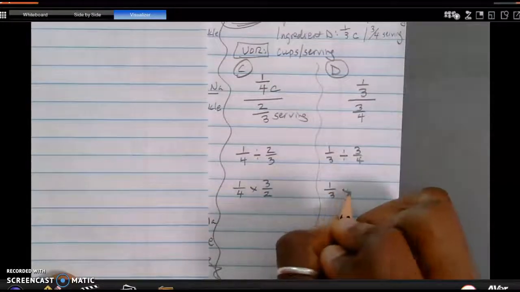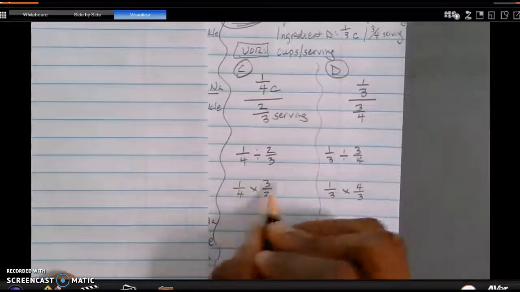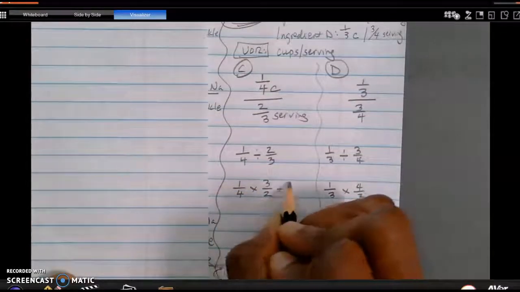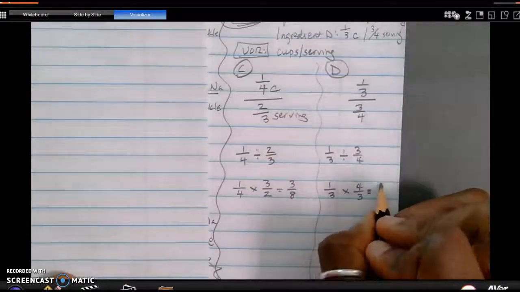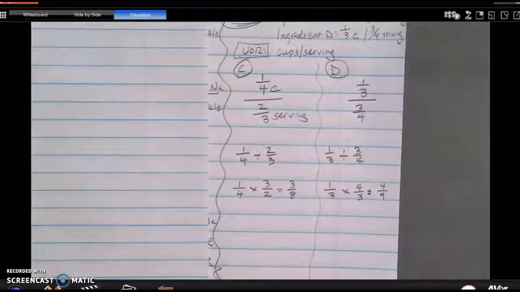This becomes 1/3 times 4/3. Okay, so I'm going to multiply across. This becomes 3 over 8. Multiplying across, this becomes 4 over 9. Okay? Now, what I need to do at this point is change this to like fractions. Now, I could easily divide and get a decimal. I don't want to do that because what if it's almost the same? So I want to compare apples to apples. So what is a number that I could use, where this is a multiple of both 8 and 9?